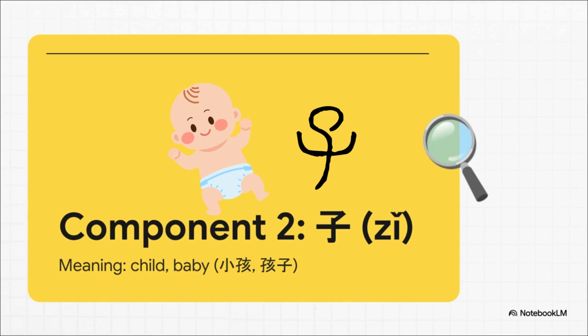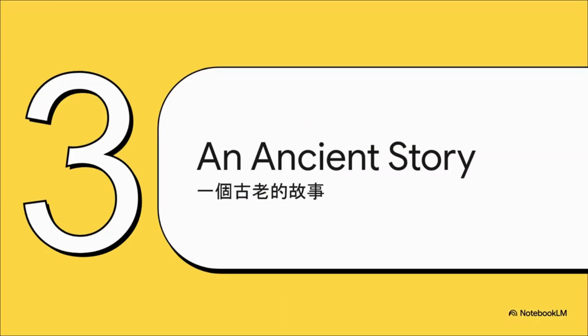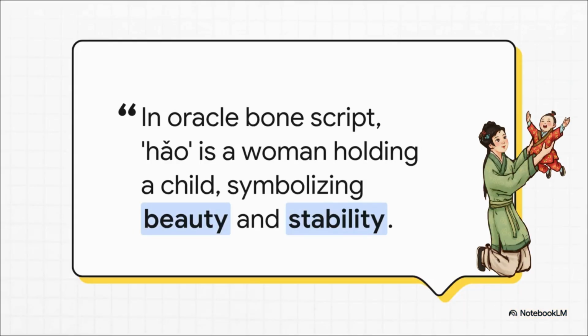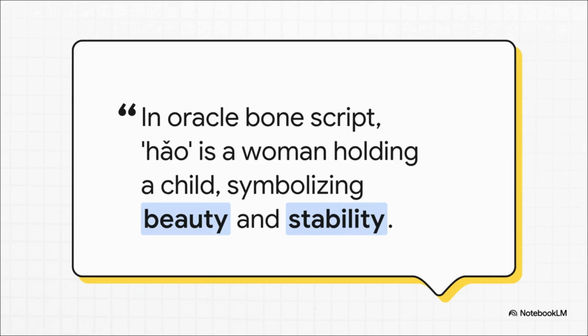So what happens when you put them together? Well, putting these two pieces together reveals this amazing ancient story. It's like opening a window into a completely different way of seeing the world. This takes us way, way back to the character's origins. In its most ancient form, which we found on oracle bones from over 3,000 years ago, Hao was a literal picture, a woman holding her child. And that image, it was the ultimate symbol of beauty, harmony, and stability.